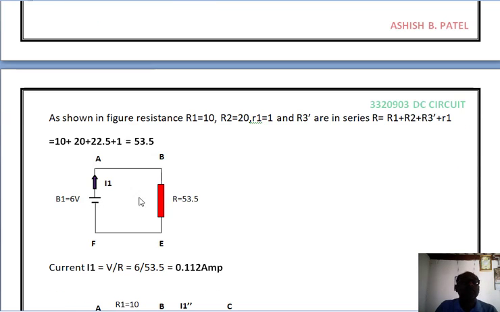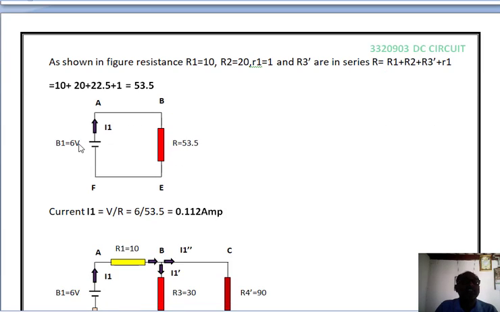Now here we can replace this circuit. Our circuit becomes this 6 volt connected across 53.5 ohm resistance. This is the equivalent resistance of the circuit. So here we have the equivalent, total resistance of the circuit, and 6 volt is the voltage applied to the circuit.